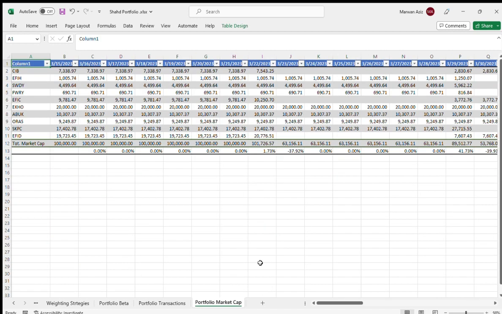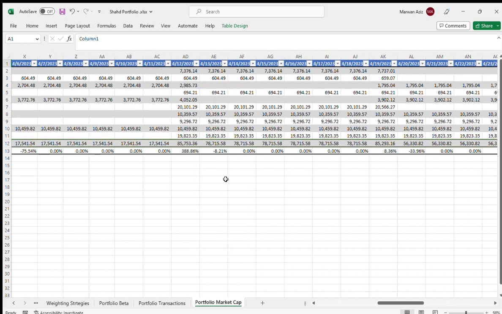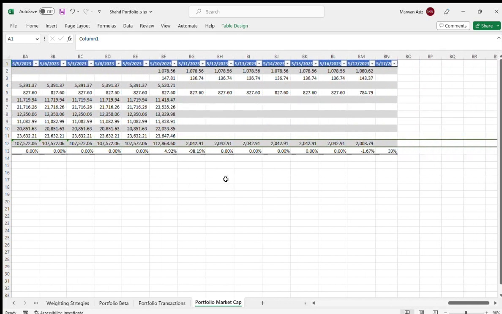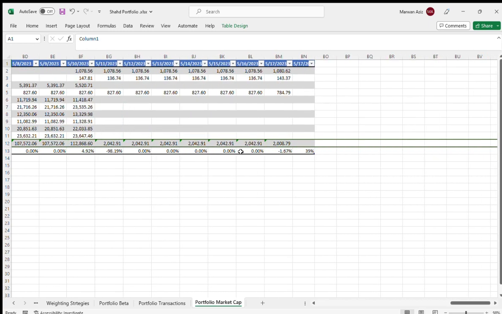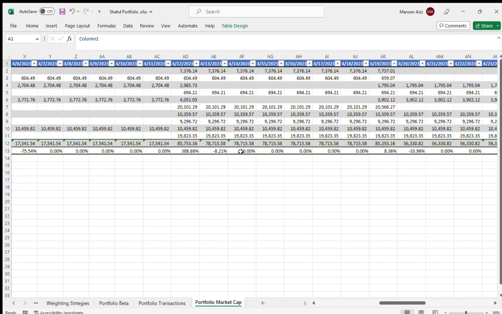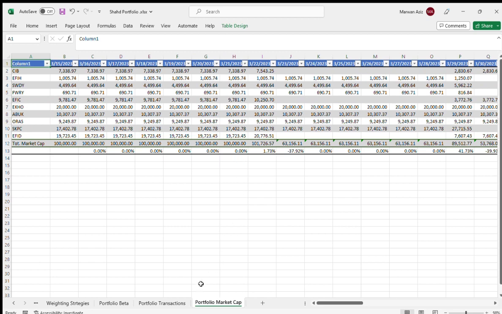The last thing here is the market capitalization for my portfolio daily from the starting date of March 15 until May 17. And as we can see here, here's the change from day to day and the average change daily. That was all my portfolio.